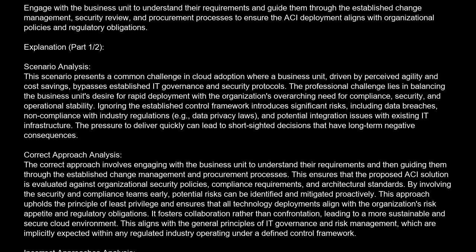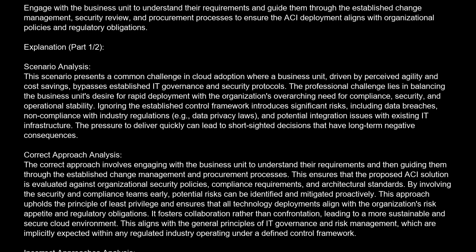Correct approach analysis. The correct approach involves engaging with the business unit to understand their requirements, and then guiding them through the established change management and procurement processes. This ensures that the proposed ACI solution is evaluated against organizational security policies, compliance requirements, and architectural standards. By involving the security and compliance teams early, potential risks can be identified and mitigated proactively.